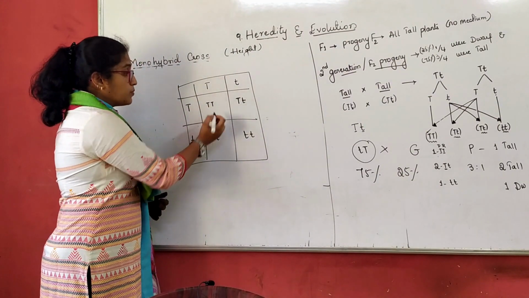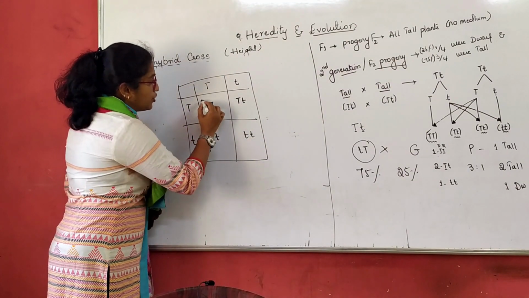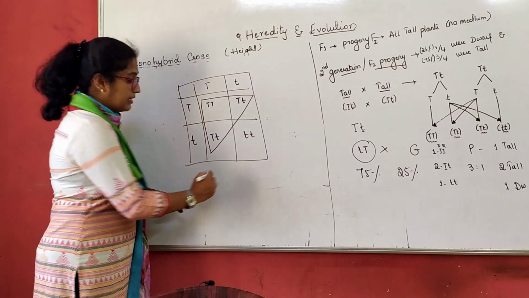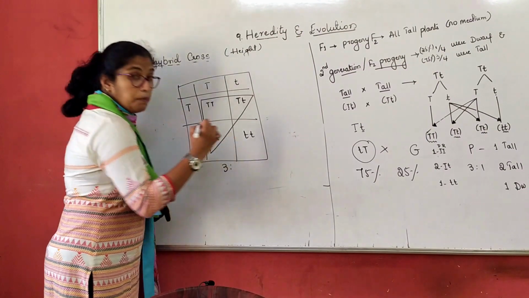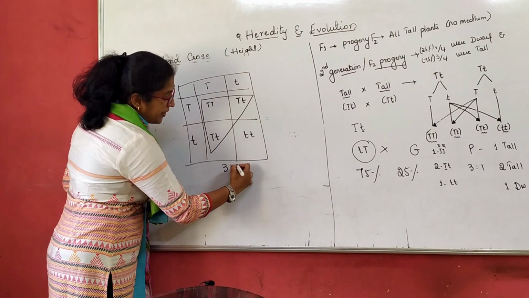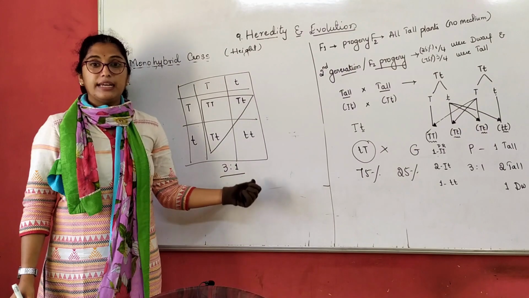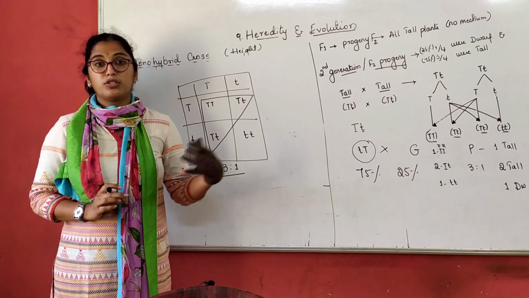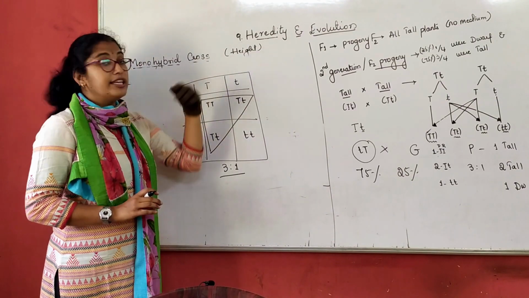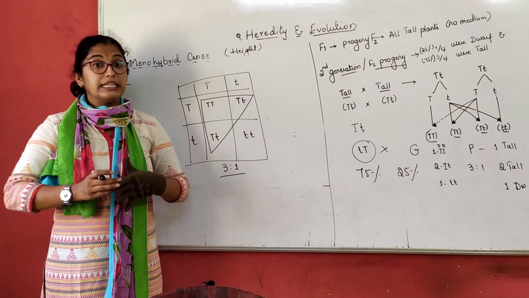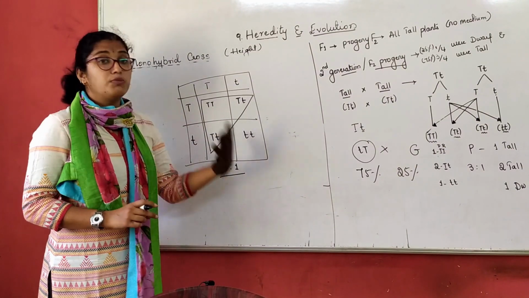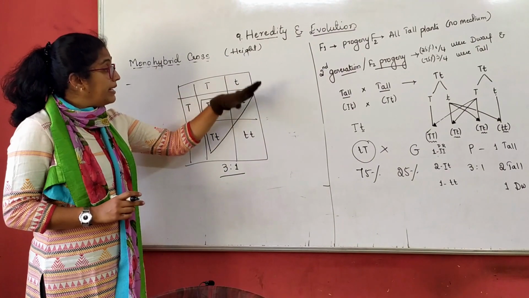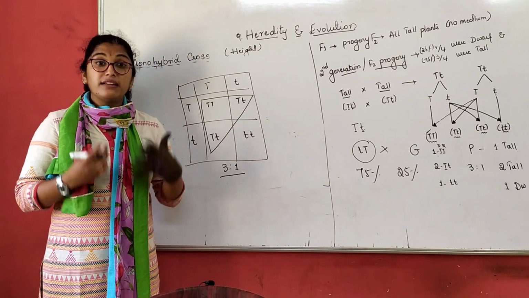So here in this, what do you find? You always have a triangular combination. 1, 2, 3. There are 3 tall plants, or the ratio is always 3:1. Correct? So this is the checkerboard method of representing monohybrid cross of Mendel's experiment, where he chose one character to study at a time. So in tomorrow's class, we will study dihybrid cross, where Mendel has chosen 2 characters at a time to study.